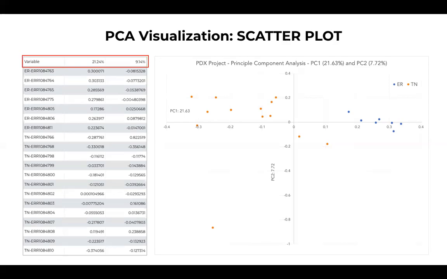PCA does not select some characteristics and discard the others. It's nothing like that. Instead, what PCA does is that it constructs a new variable. So it constructs this new thing based on the whole transcriptomics data set, which provides a valid and accurate summary of the variables being studied. So it will look into your whole data.